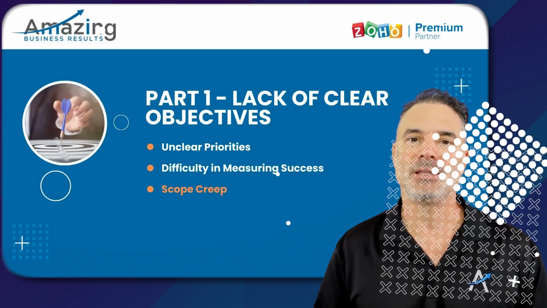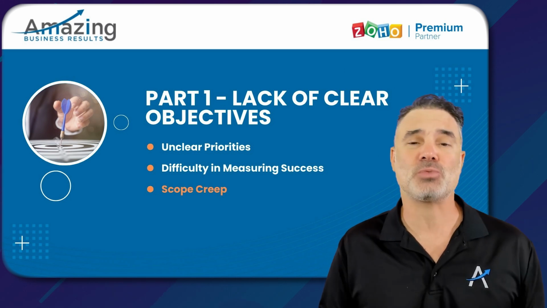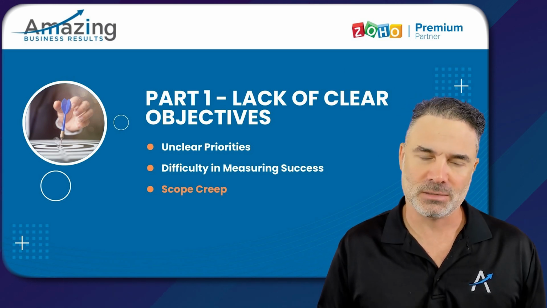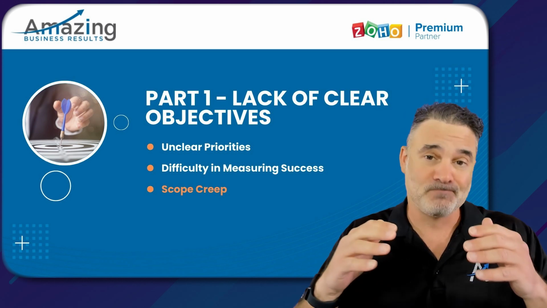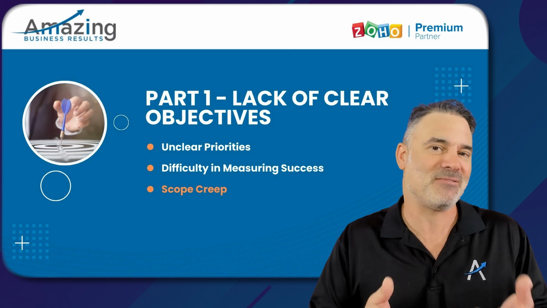This is why my company's name is Amazing Business Results and not Mediocre Business Results. The third point will be scope creep. Scope creep is a huge problem in IT projects. The main problem is that it's a virtual world. I can see something that you can't.